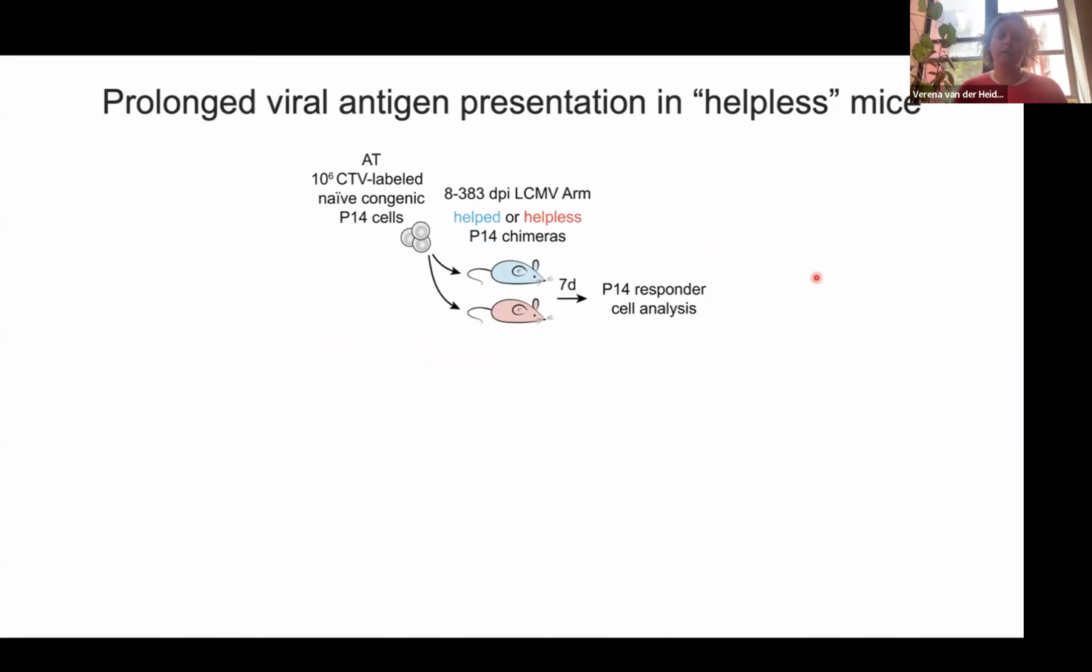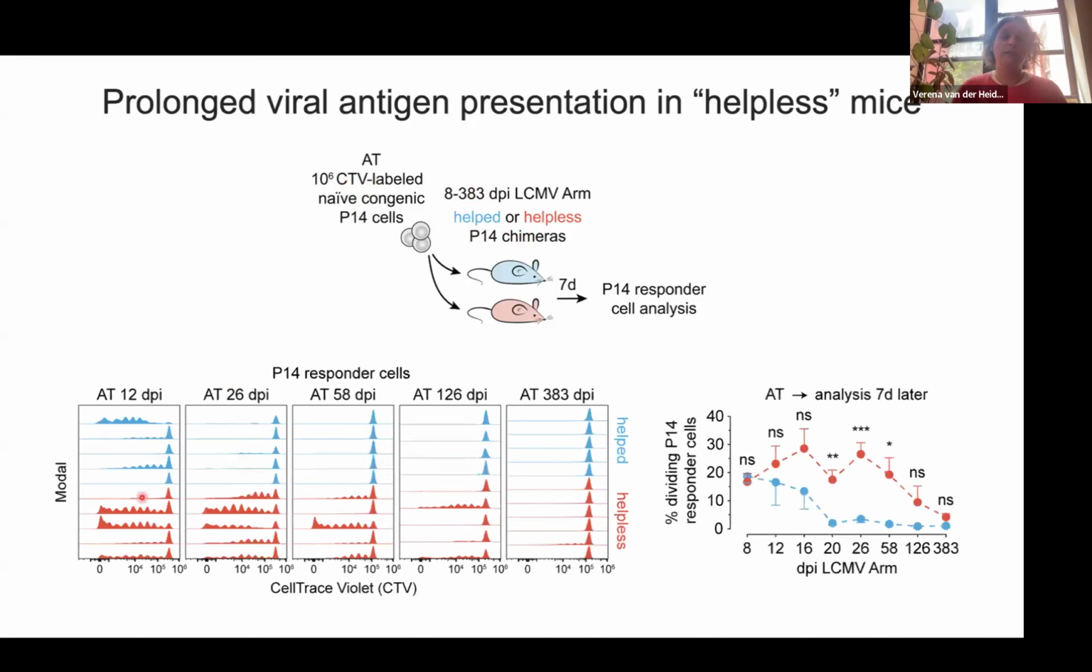to test for the first, we used a very sensitive system, transferring naive P14s that can act as a biosensor into helped or helpless mice that were infected 8 or 383 days before we transferred these cells. Then we looked at the proliferation of these naive P14s that had been labeled with CTV. You can see here that in both the helped and the helpless recipients, there is a little bit of proliferation going on, even beyond the point where virus is already cleared, but this ceases in the helped recipients. There is no proliferation detectable after 20 or 26 days post-infection, whereas this continues pretty long and consistently in the helpless recipients.